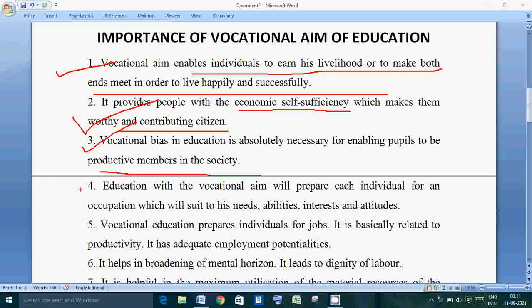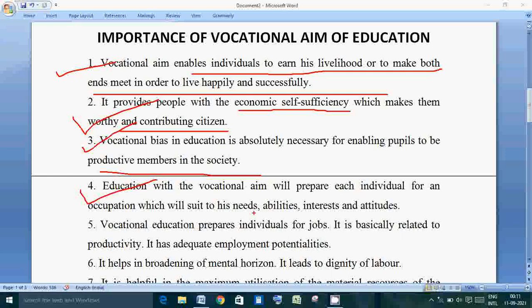Understood? Now, point number 4 that we have: education with the vocational aim will prepare each individual for an occupation which will suit his needs, abilities, interests, and attitudes. This vocational aim of education prepares the individual for an occupation so that they can contribute something for the nation as well as they can stand on their own feet.